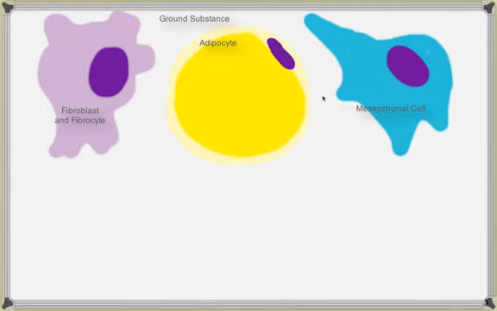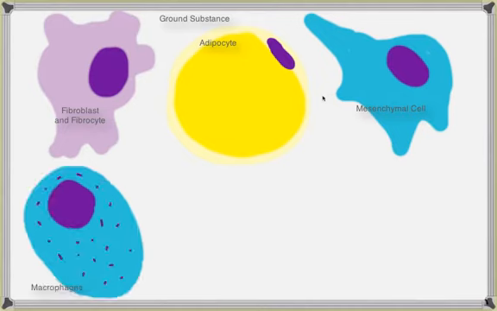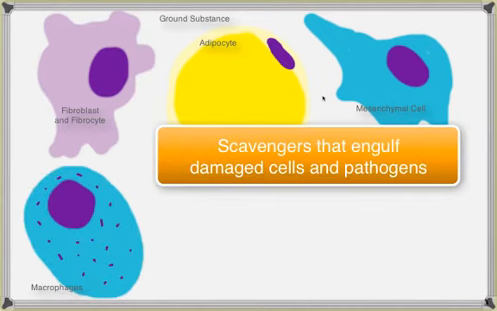The mesenchymal cells are stem cells that are found in many connective tissues. These cells respond to local injury or infection by dividing to produce daughter cells that differentiate into fibroblasts, macrophages, or other connective cells. Macrophages are large cells that are scattered throughout the matrix. These cells are scavengers that engulf damaged cells or pathogens that enter the tissue. The name macrophage means big eater.